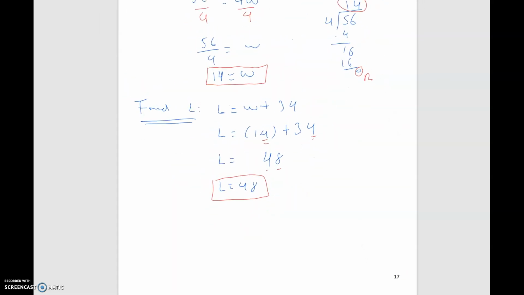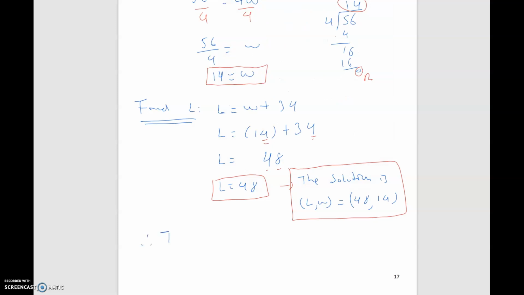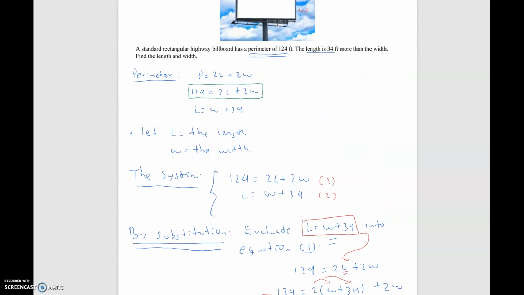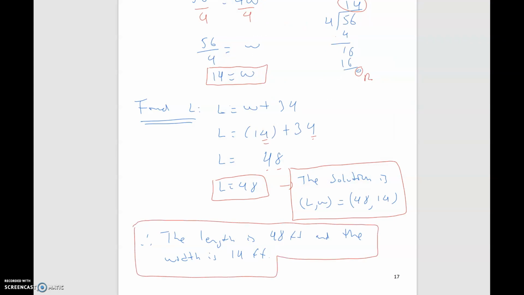Okay, so let me write out the solution. In this case, the solution as a coordinate point as L comma W: L was 48 and W is equal to 14. They most likely want it as a sentence because we're talking about a word problem. So let me write it out on the side. The length is 48, and the dimensions that we're using, it's feet. And the width is 14 feet. So make sure that you are including the solution with the proper units.